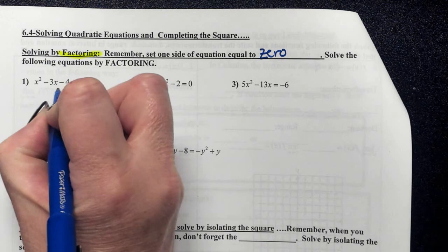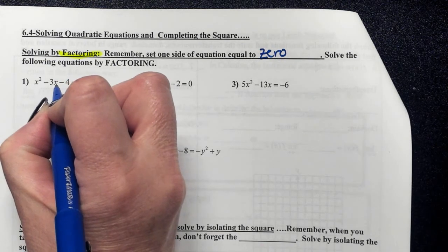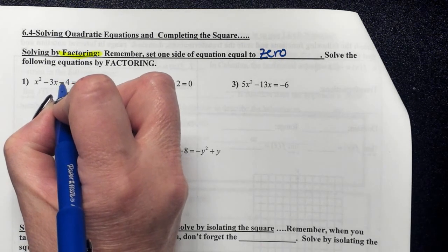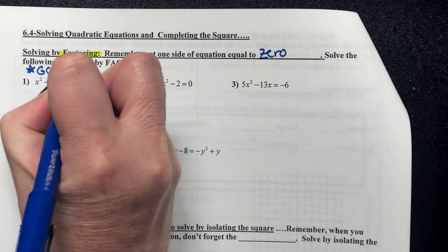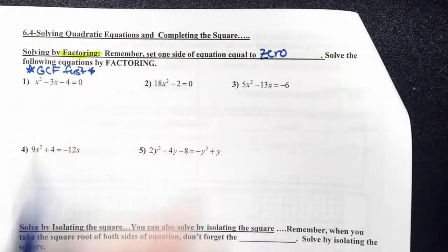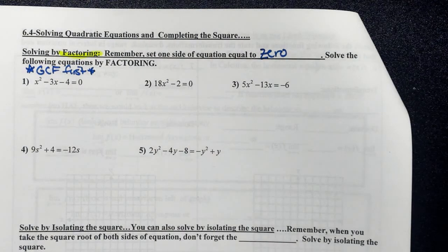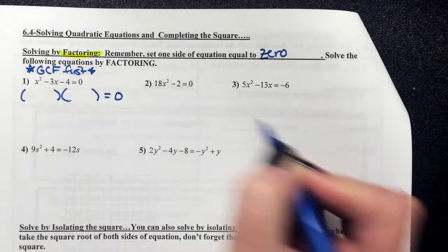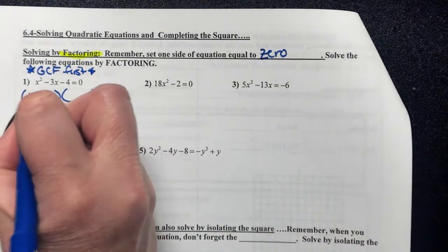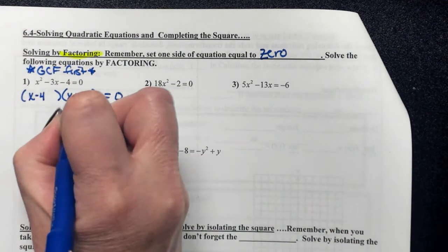What's the first thing, guys, you always look for first whenever you factor? You always check for what? Greatest. Remember, always check for a GCF first. That's the first thing you always want to check for, regardless of what technique of factoring that you're using. There is no GCF to pull out of x squared minus 3x minus 4, so what is this going to factor into? X minus 4 and then x plus 1.